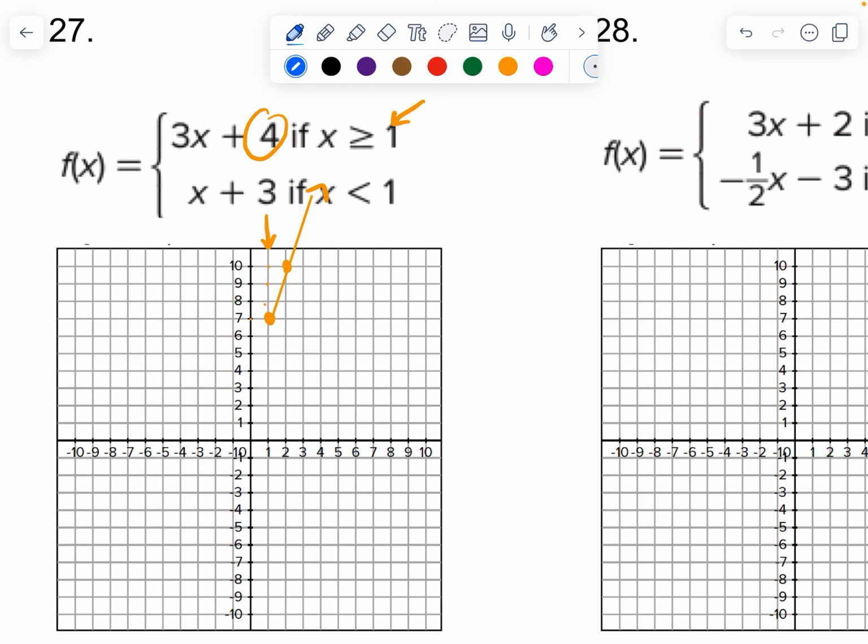Then this one says I have a y-intercept of 3 and I have a slope of 1. Okay, but at 1, it needs to be an open dot. So I'm going to change this. Oops, I didn't mean to erase both of them. To an open dot.